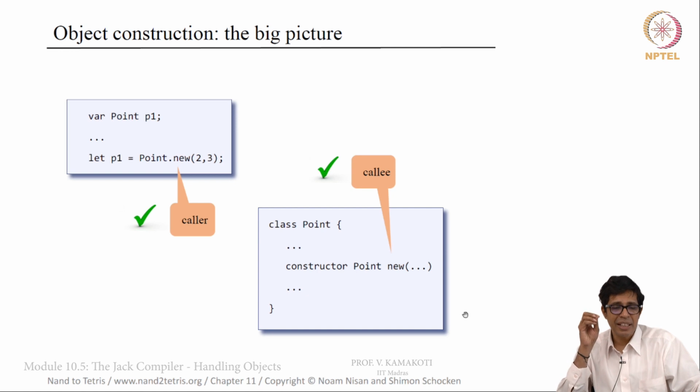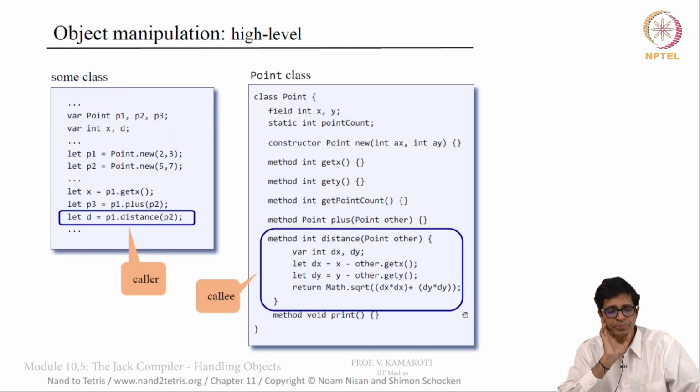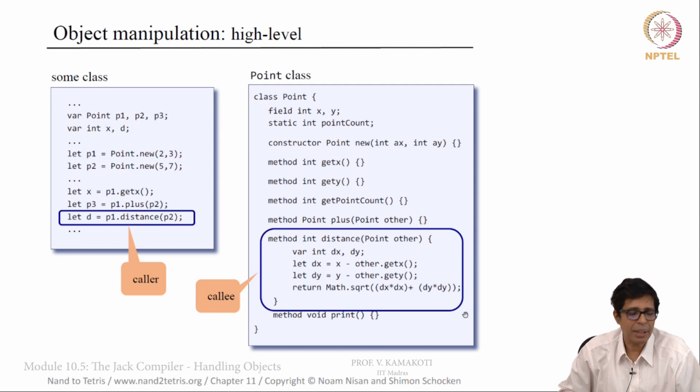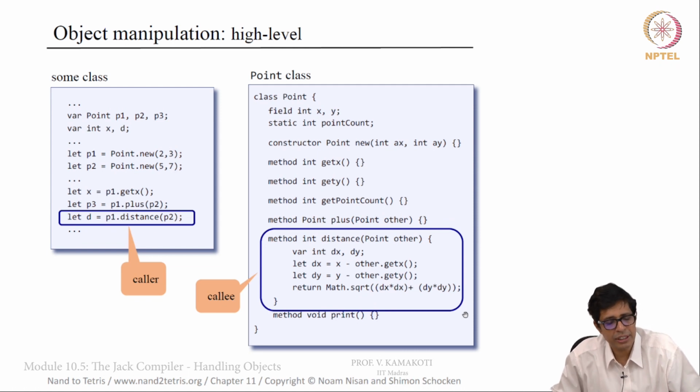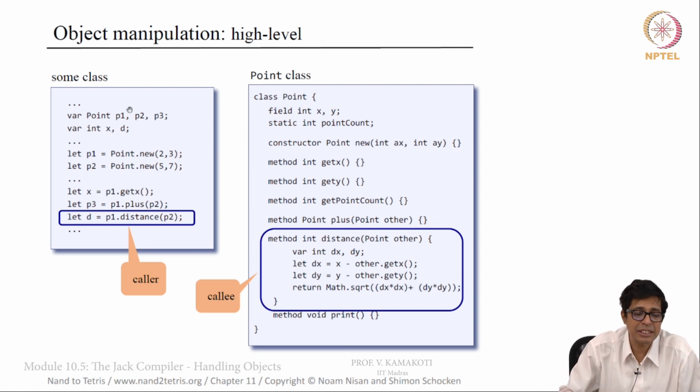Now we have understood object creation from a caller and a callee perspective. So we know construction. Now let us talk about manipulation. Here in some class, I say let d equal to p1 dot distance of p2, where p1 is a point, d is an integer, and p2 is another point. Now the distance routine is actually a method int distance point other. So other is some other point.